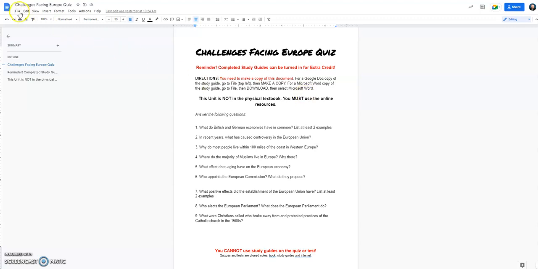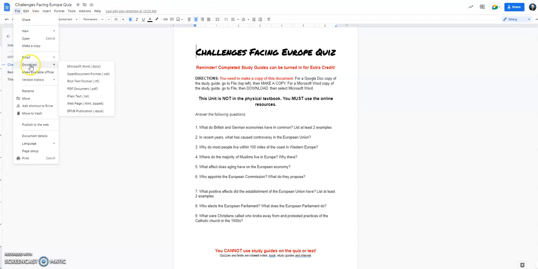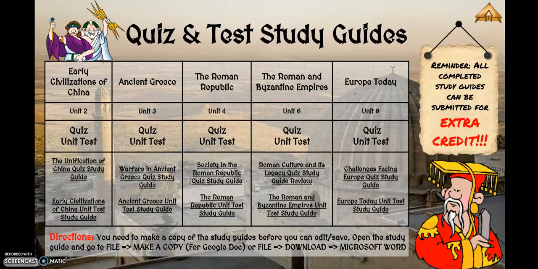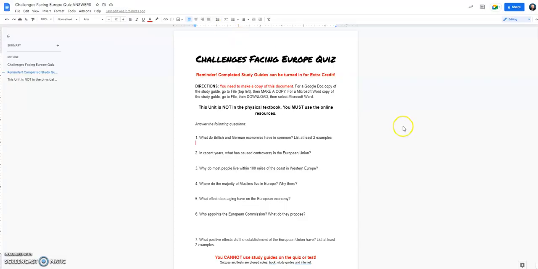So again, if you have Gmail and you want a Google Docs, go to File, Make a Copy. If you prefer Microsoft Word or you don't have Gmail, you're going to go to File, Download Microsoft Word. This downloads a copy of the study guide to your computer so that you can type in it and save it like you would any Microsoft Word document. So once again, File, Download Microsoft Word. All right, there we go. Hopefully you all have had a chance to make a copy of the study guide, so let's get to it.